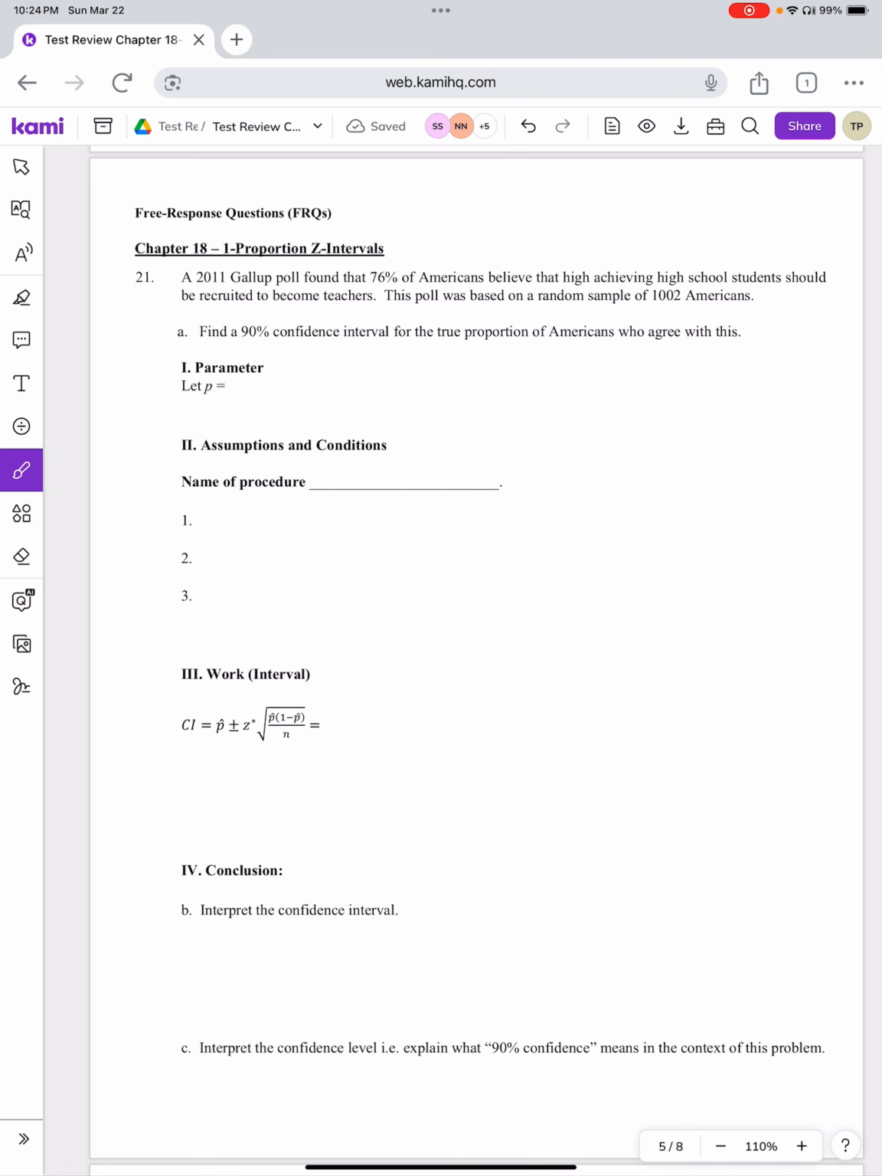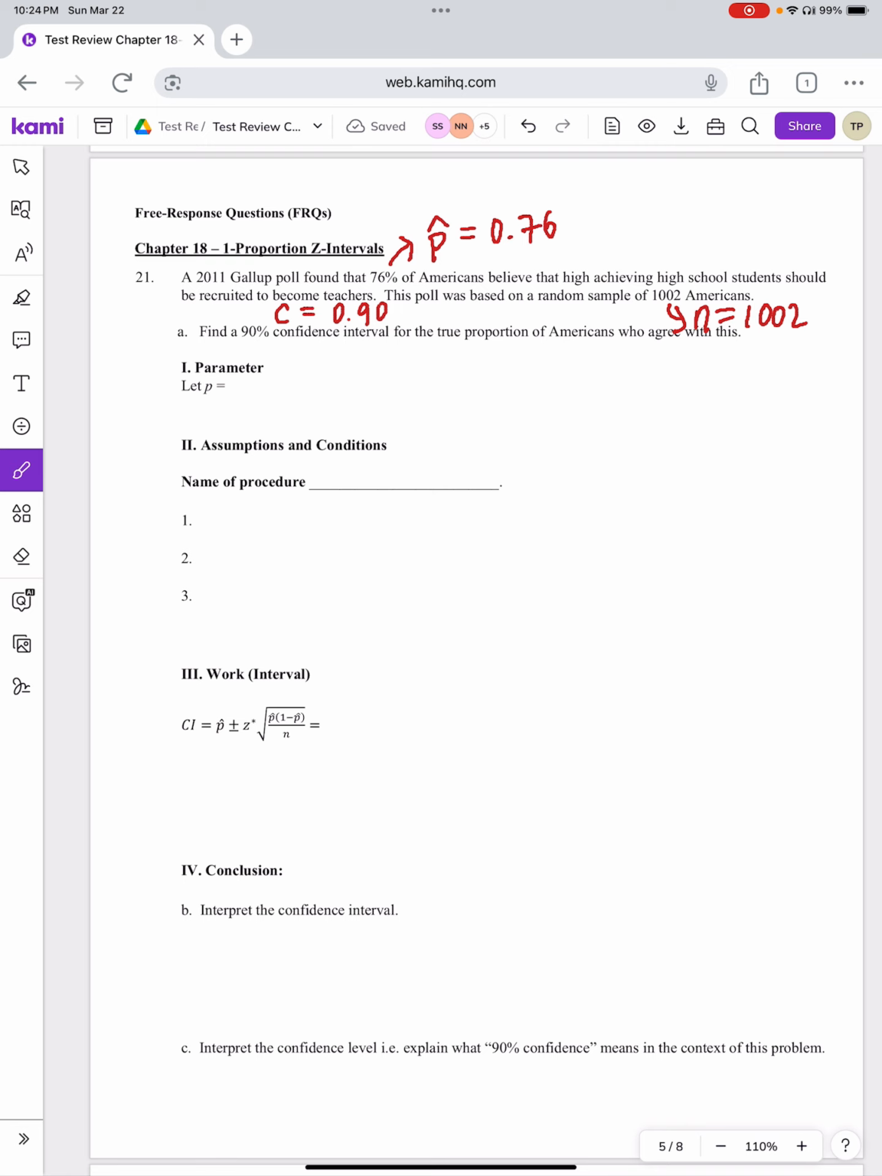So a couple of things here that we need to note: this is a percentage, so this is a proportion. More precisely, we're talking about a sample here, so we're going to use p hat. It's equal to 0.76. The sample size, lowercase n, is 1,002. They tell us that we need to find a 90% confidence interval, so this means that C equals 0.90 for the true proportion of Americans who agree with this.